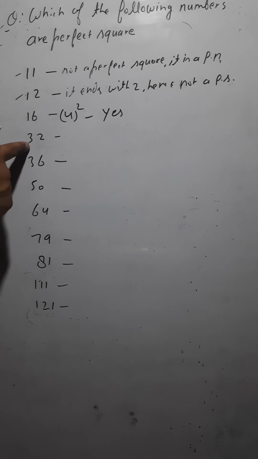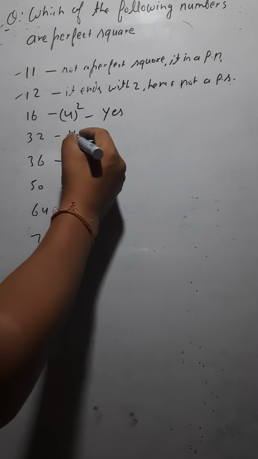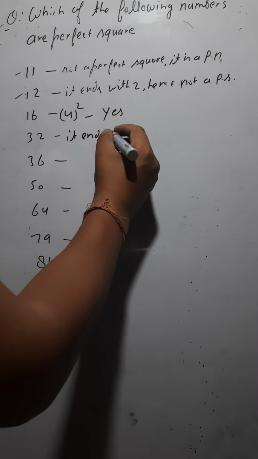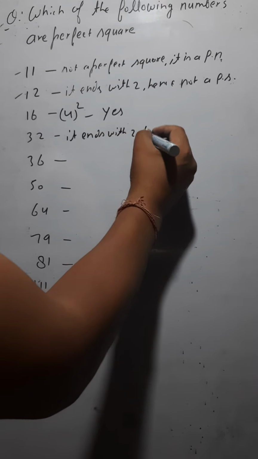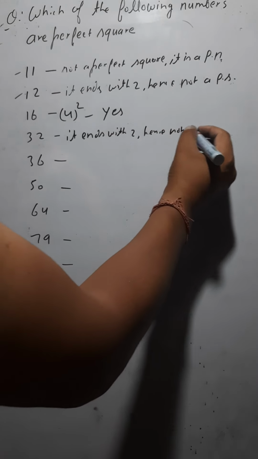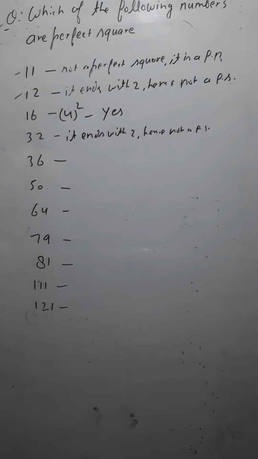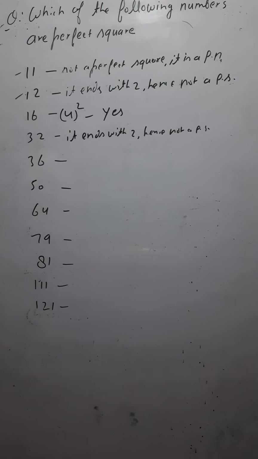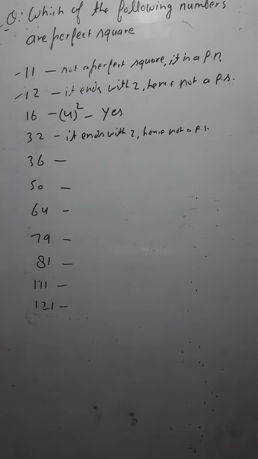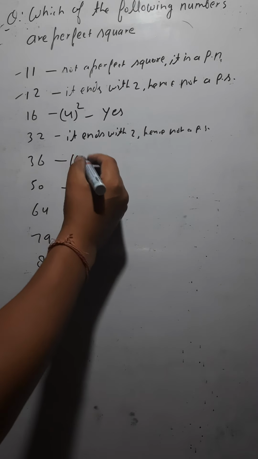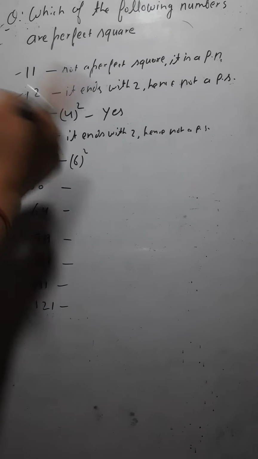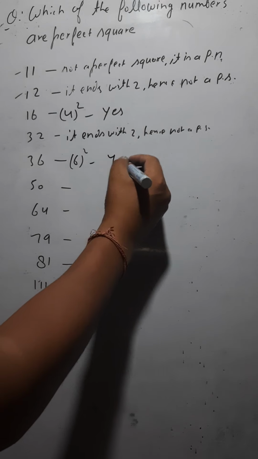Similarly, if you see 32, again it is not a perfect square because it ends with 2. Hence not a perfect square. Are you getting this? Similarly, 36 is a perfect square, because 36 is the square of 6. 6 sixes are 36, so it's a perfect square.